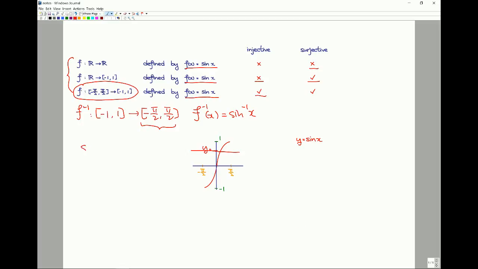And that's why when we try to use a calculator to calculate arcsin 1/2, you can only see pi/6, but not 5pi/6, since this 5pi/6 is not lying in the codomain of the function.